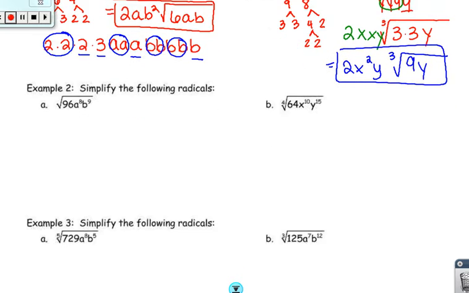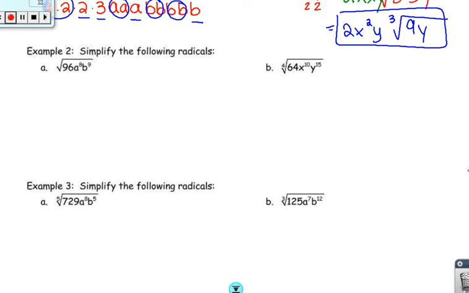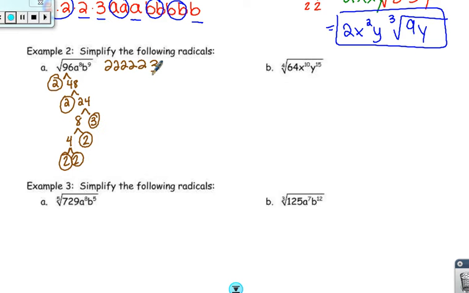Okay. Moving on to example 2. The square root of 96. Well, 2 times 48 is 96. 2 times 24 is 48. 8 times 3 is 24. 4 times 2 is 8. And 4 is 2 times 2. So there's 1, 2, 3, 4, 5 2's. 1, 3 at the bottom of my branches. There's 8 A's. There's 9 B's.